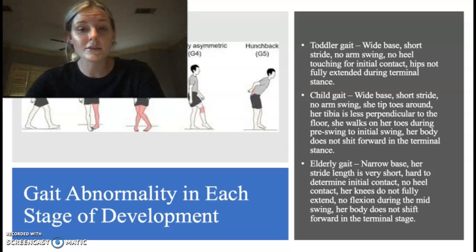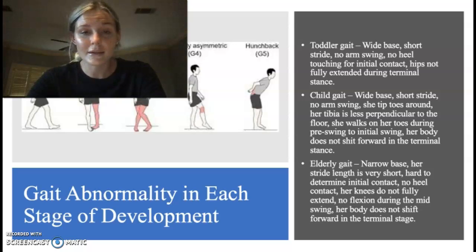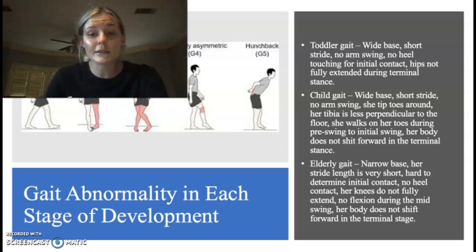And as far as the elderly gait, there were quite a bit of abnormalities in her stages. Very narrow base. Her stride length is very short. It's hard to even determine the initial contact. There's little to no single heel contact. Her knees are not fully extending. There's no flexion during the mid-swing. Her body does not shift forward to complete the terminal stage.